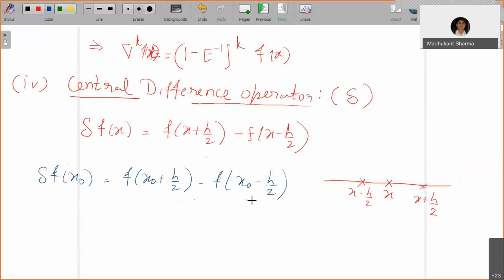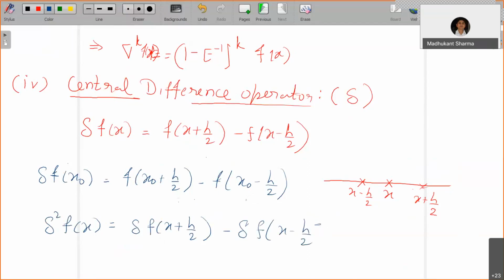Now when you apply it again, delta square f of x, means if you apply one more time, that is going to be delta f of x plus h by 2 minus delta f of x minus h by 2.